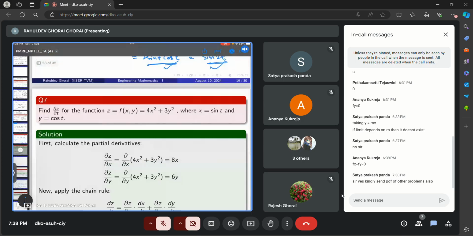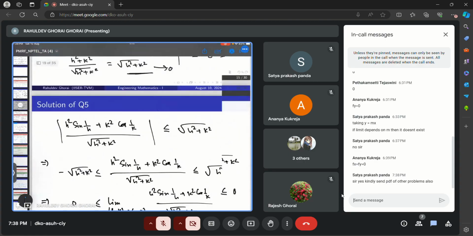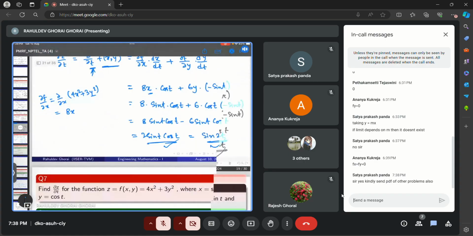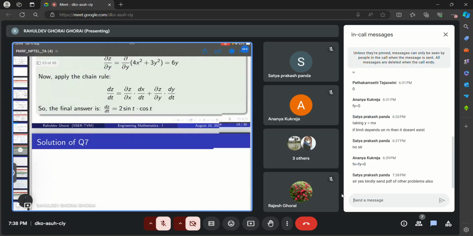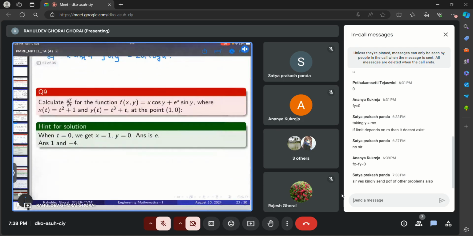So we have done, I think, seven questions. Let me check whether we have not done any question. Okay, I think we have done the 8th question also. We'll move to the last 2 questions. This one you do. I did this del f del t. You do this and tell me whether you are getting the answer as E, or what is the answer.